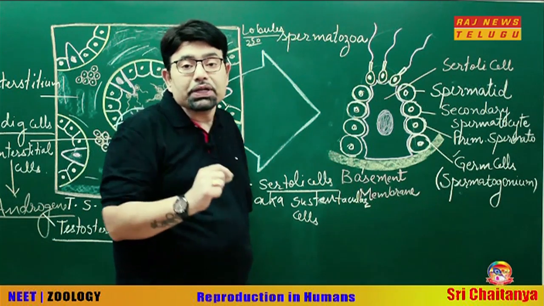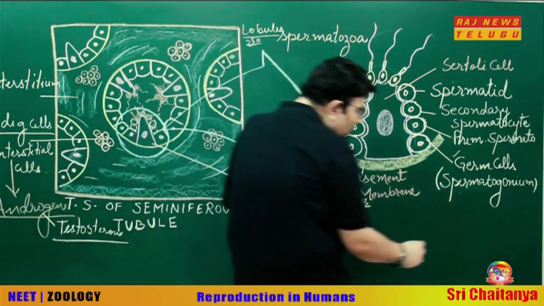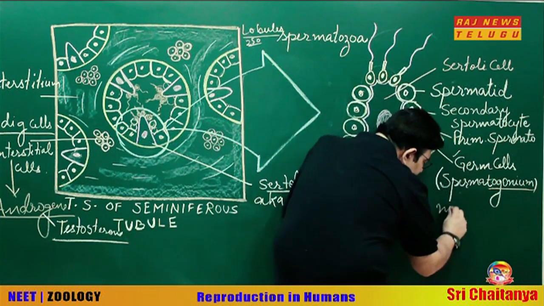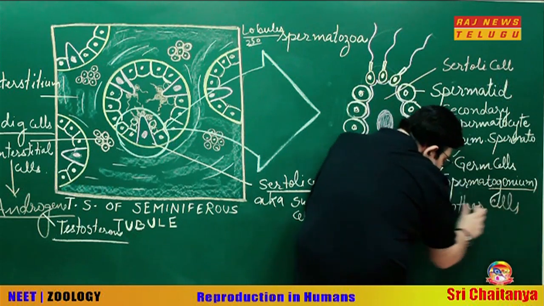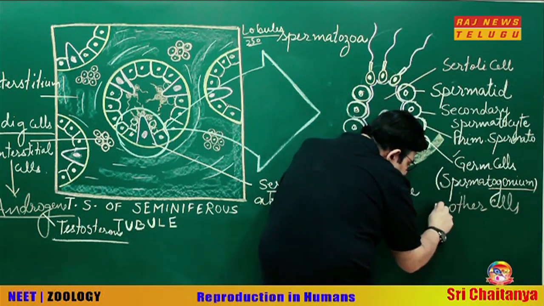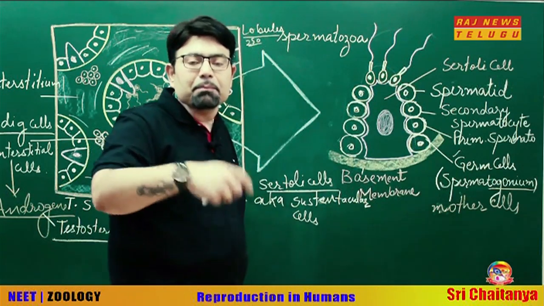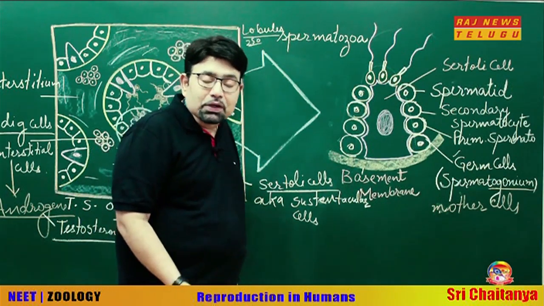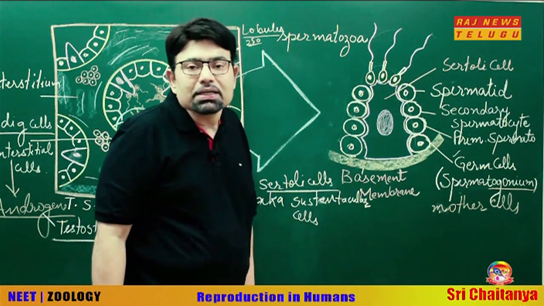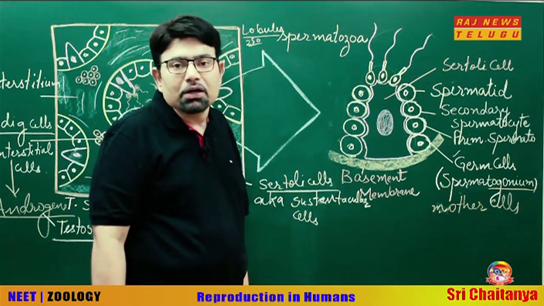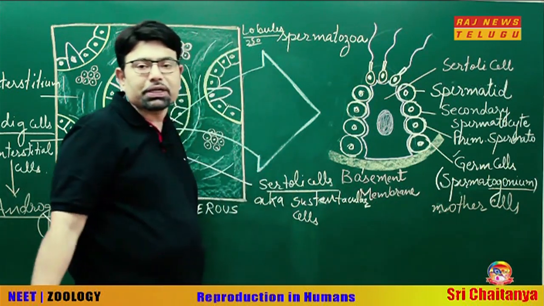Gonium. What does gonium mean? Gonium means mother cells. So spermatogonium means sperm mother cells. You may also notice some places where it is written spermatogonia. What's that? It is the plural of spermatogonium.